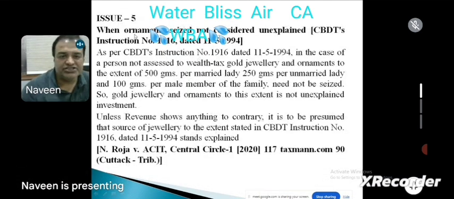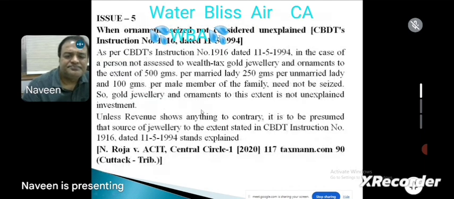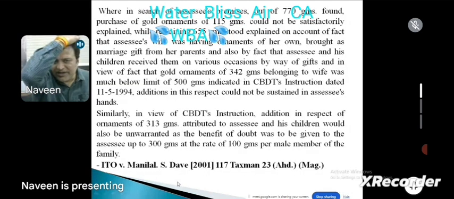Now, next issue number 9: when ornaments are not considered unexplained gold. The circular we discussed: 500 grams for a married female, 250 grams for an unmarried female, 100 grams for any other male member. So there are various case laws here. Unless the revenue shows anything to the contrary, it should be presumed that the source of the extent stated in the exception stands explained. Now, there is one more case law here.